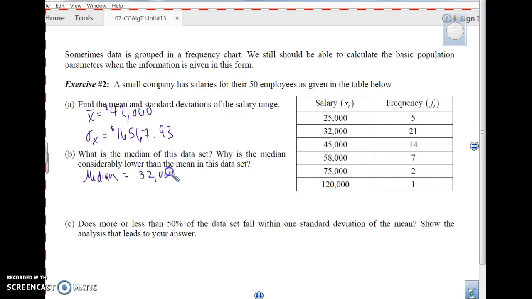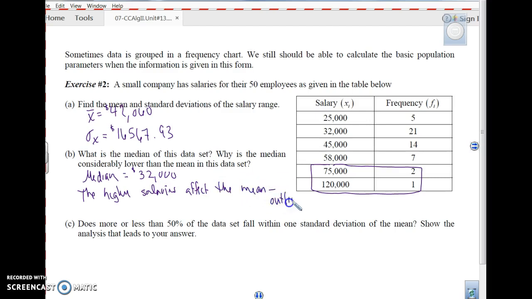Now, if this data is grouped, should the mean and the median be pretty close? Well, this is 42 and this is 32. That's quite a difference. So why is the median considerably lower than the mean in the data set? Well, that's because of these salaries right here. Those are fairly high salaries, aren't they? And are there a lot of them? No, there's not a lot of high salaries. The higher salaries throw off the mean. The higher salaries affect the mean. So they would be called outliers.